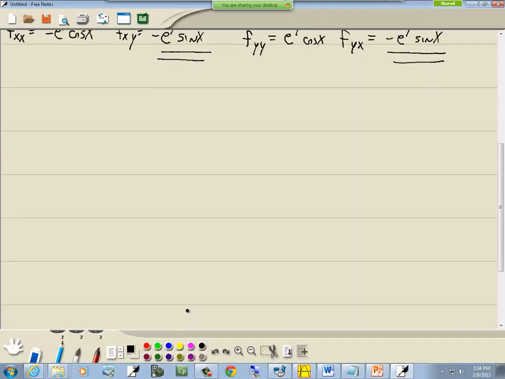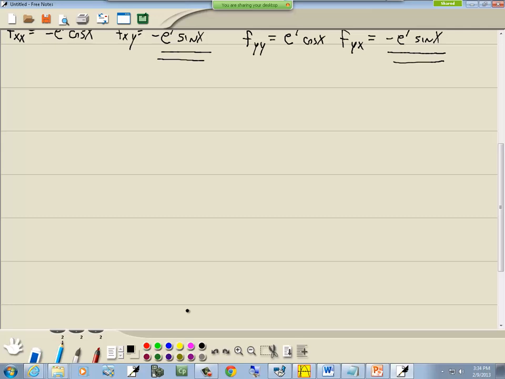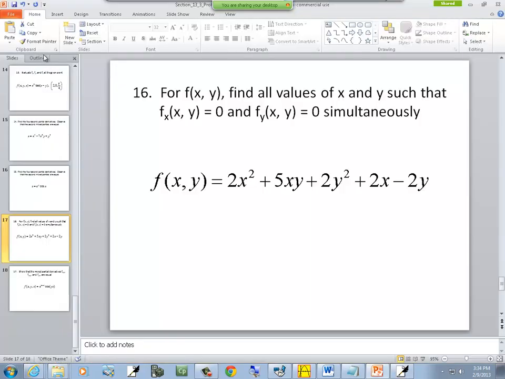Do I have room for this? Let's see. Yeah, I probably do. I think the derivative, if I remember right, derivative of this is pretty straightforward.